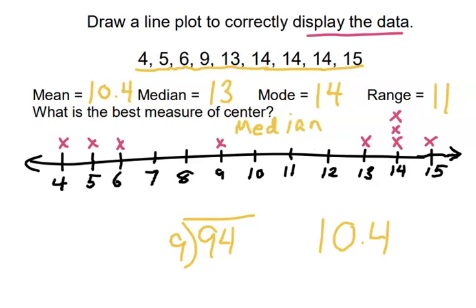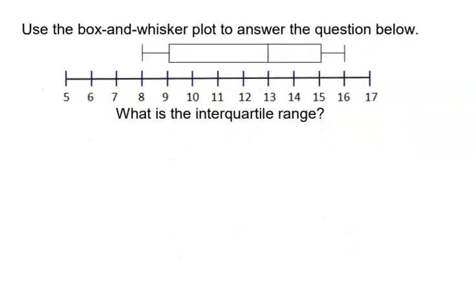Okay, so we found the mean, median, mode, range, and we think the median is the best measure of center, and we plotted the line plot. So we did a lot in that box, and it's all finished. Use the box and whisker plot to answer the question below. And the question they want to know is, what is the interquartile range?